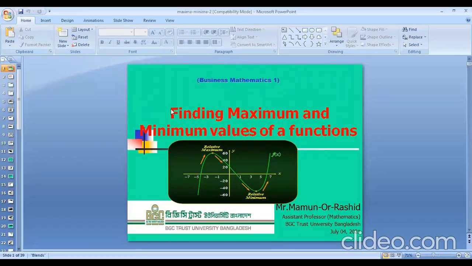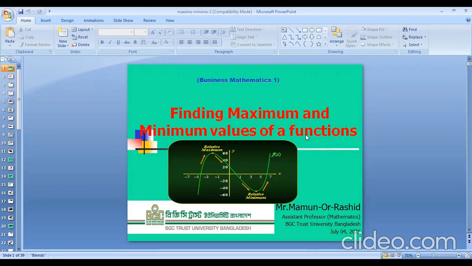Today we have discussed how to find the maximum and minimum values of any function. If you try to solve these types of functions for finding maximum and minimum values, you can easily solve optimization problems. Optimization means finding maximum or minimum values of any given function. And you can also optimize maximum profit and minimum cost in business applications or economics applications.